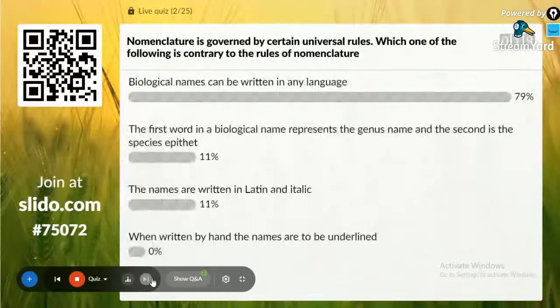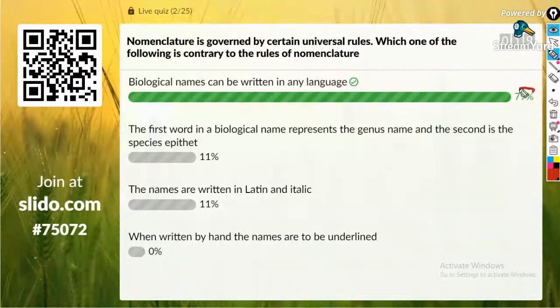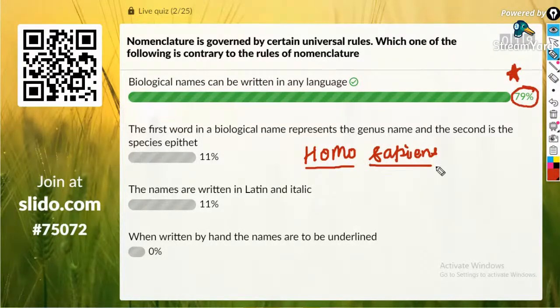The majority answer, oh good, 19 students playing the quiz. The correct answer is option A. Without any doubt, 79% of the students are perfect with the answer. Guys, for example, if you write Homo sapiens, being a handwriting, I should underline it separately. The first word in the biological name represents the genus Homo.